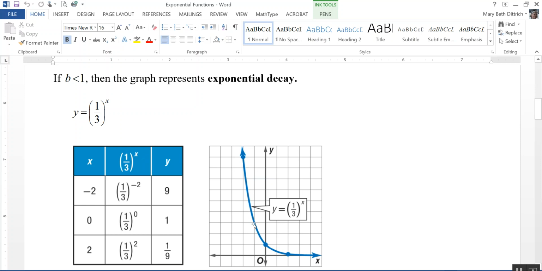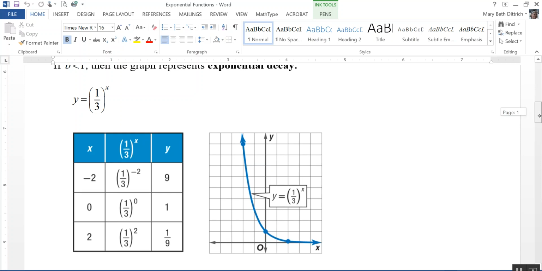When x is 0, anything to the 0 power is 1. When x is 2, y is 1/9. So you can see that this graph is going down, getting close to the x-axis and decreasing very rapidly.